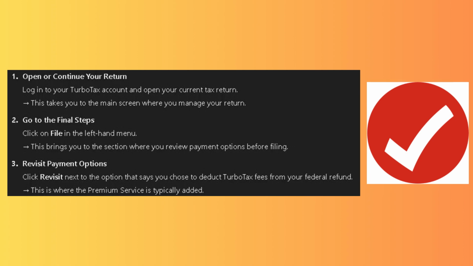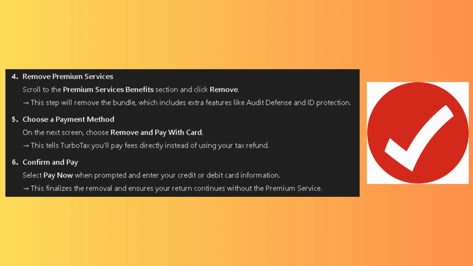Remove the premium services. Scroll through the premium service benefits section, then click remove. This step will remove the bundle, which includes extra features, Audit Defense, and ID protection.